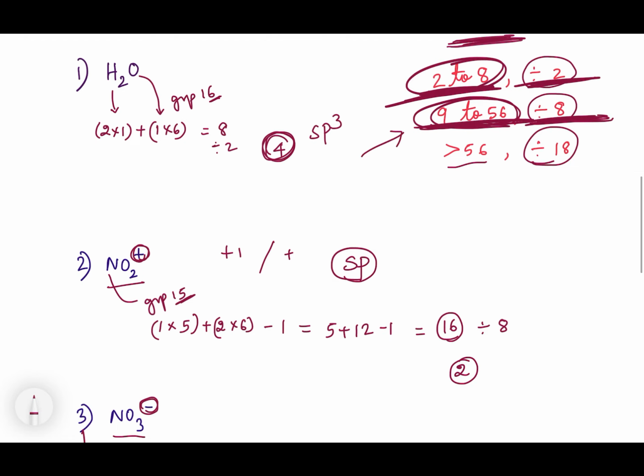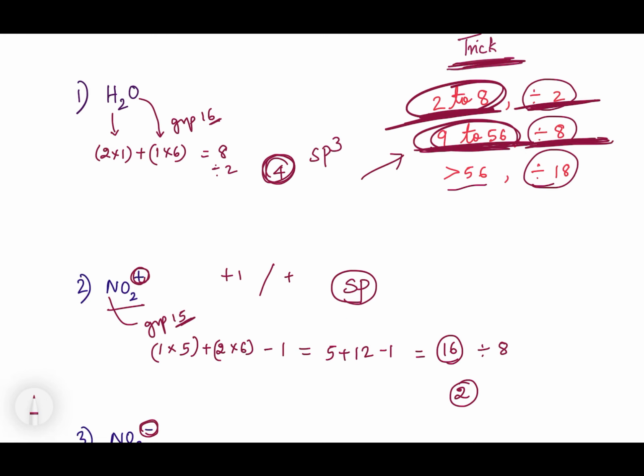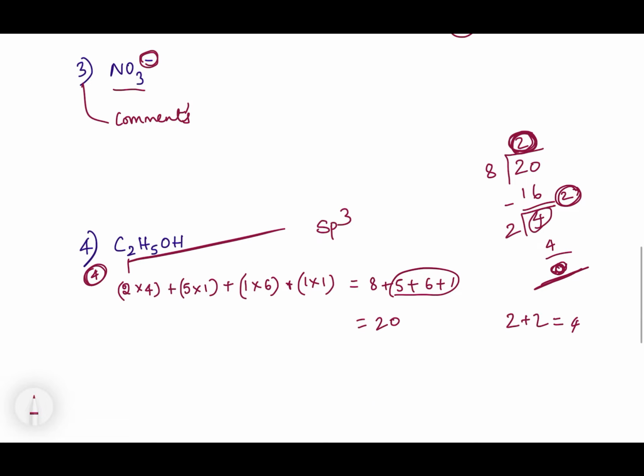Let me just repeat it one last time. We divided 20 by 8 because 20 lies between 9 and 56. Then we got the answer as 4, with a remainder, but actually we need to get the remainder as 0. So we take that 4 and check where 4 lies. 4 lies between 2 and 8, so we need to divide it by 2. When we divide it by 2 again, we get the remainder as 0 and the numerator comes as 2. So we just add 2 and 2. That's it. So simple, guys.